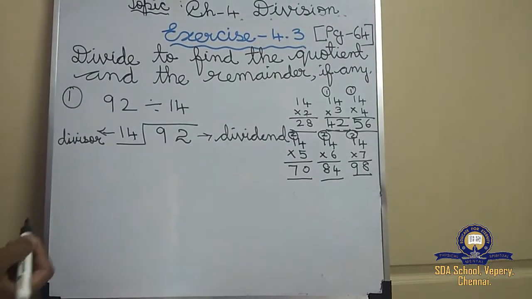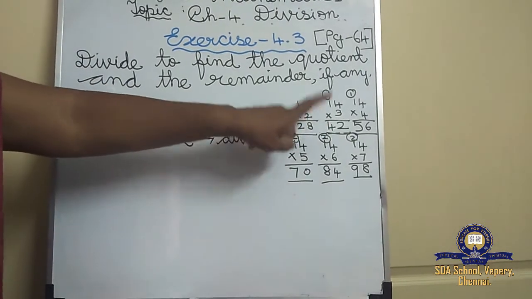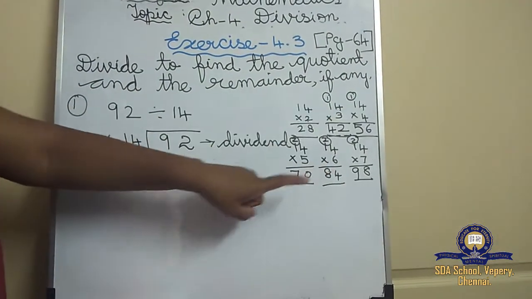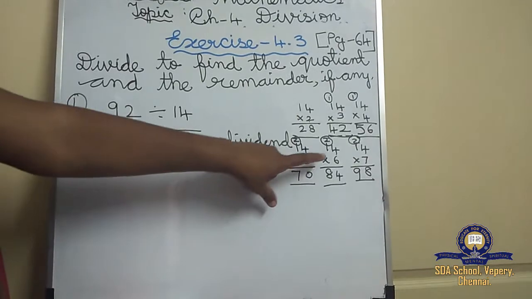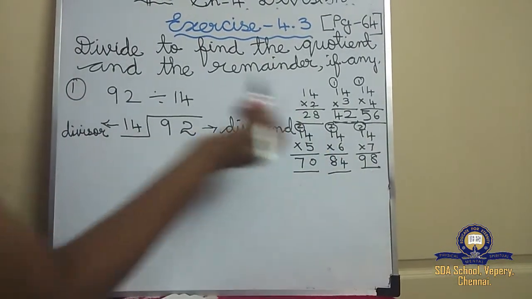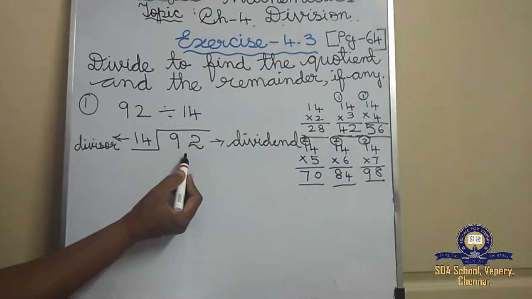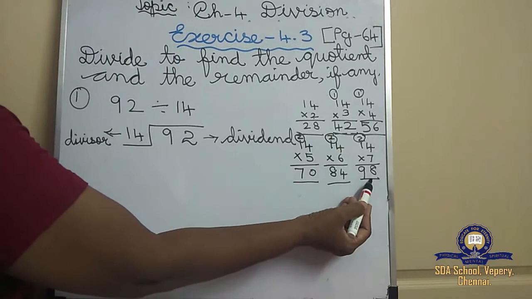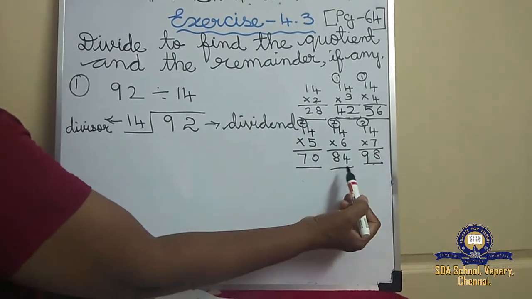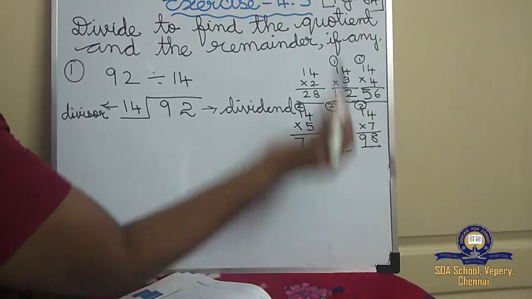See what can you see children? Here 14 twos are 28, 14 threes are 42, 14 fours are 56, 14 fives are 70, 14 sixes are 84 and 14 sevens are 98. But what dividend is given? 92 is there. So can we write this number children? No. So what's the number before? 14 sixes are 84.